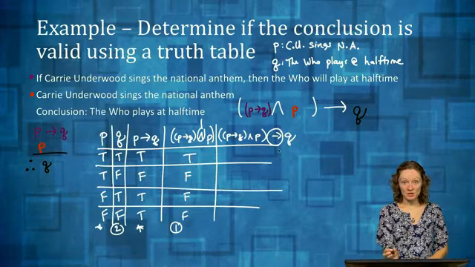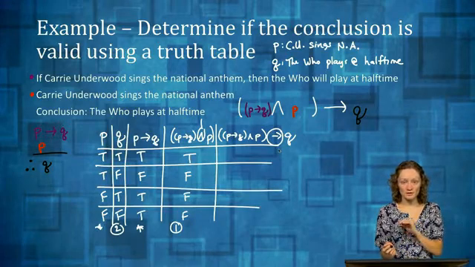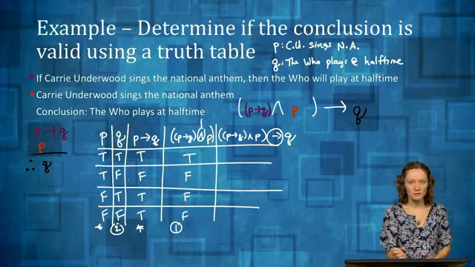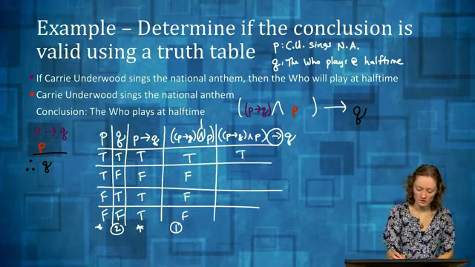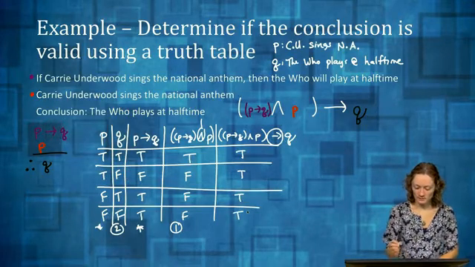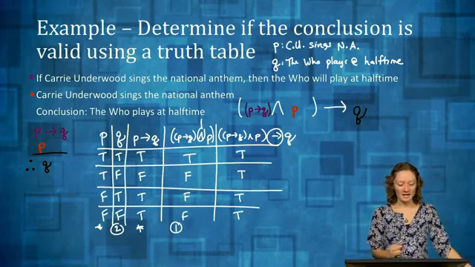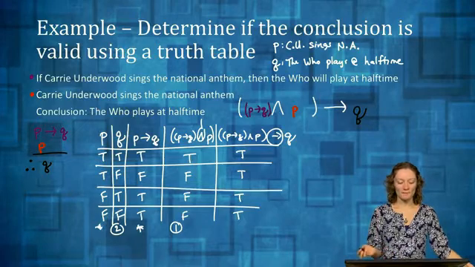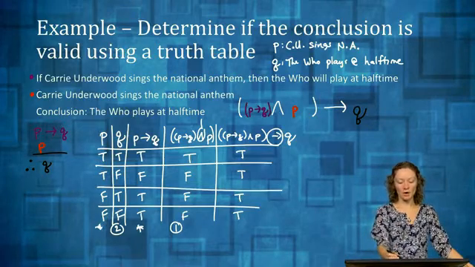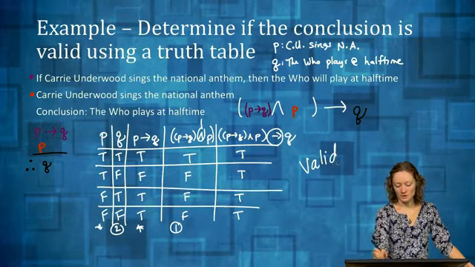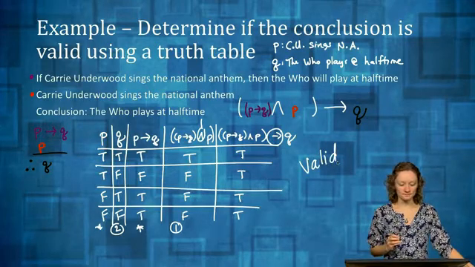And again, it's conditional, so it's only false when true leads to false. True to true, false to false, false to, doesn't matter what false leads to, it's true. So we can make our ultimate decision. Is this a valid conclusion to draw based on the premises? Did we get all true in the final answer column? We did. So this is a valid conclusion to draw.